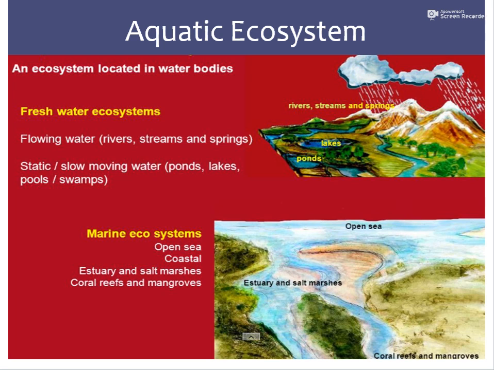Now, this marine ecosystem could be found in different ways. It can be seen as the open sea, which might further be joined together and occur as oceans, or you can find it in coastal locations. You can also find a marine ecosystem in some estuaries and salt marshes. In addition to this, it is associated with coral reefs.